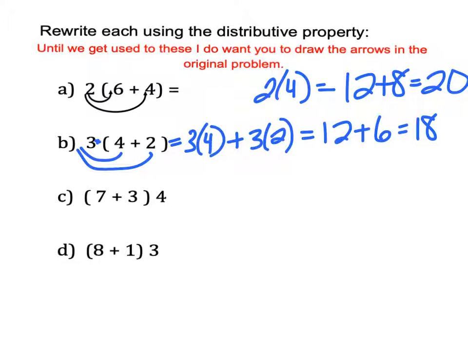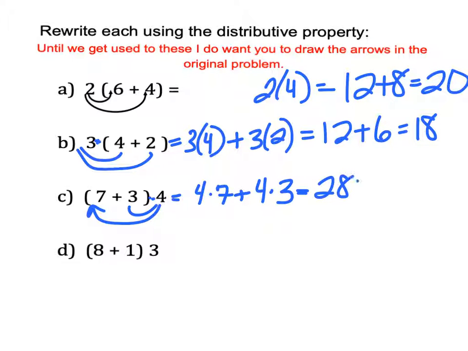Letter C is still the distributive property. It's still multiplication times a quantity. And you can either move the 4 to the other side if you like it on the left-hand side, or just distribute it from where it already is. Your arrows might look like they're going backwards. That's okay. So you get a 4 times the 7 plus a 4 times a 3. Again, any questions on that you need to ask.